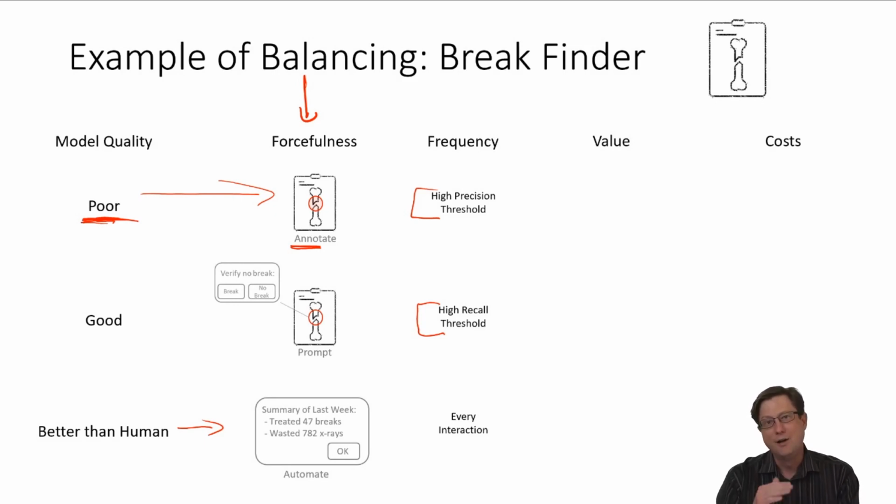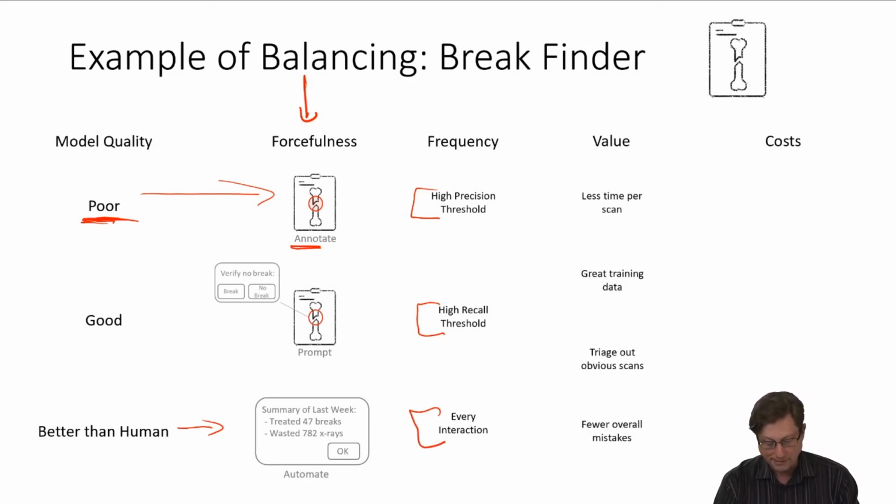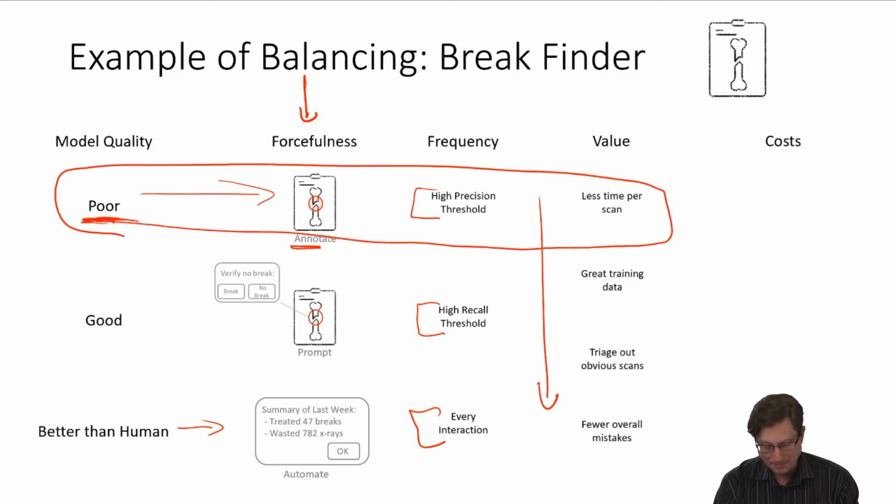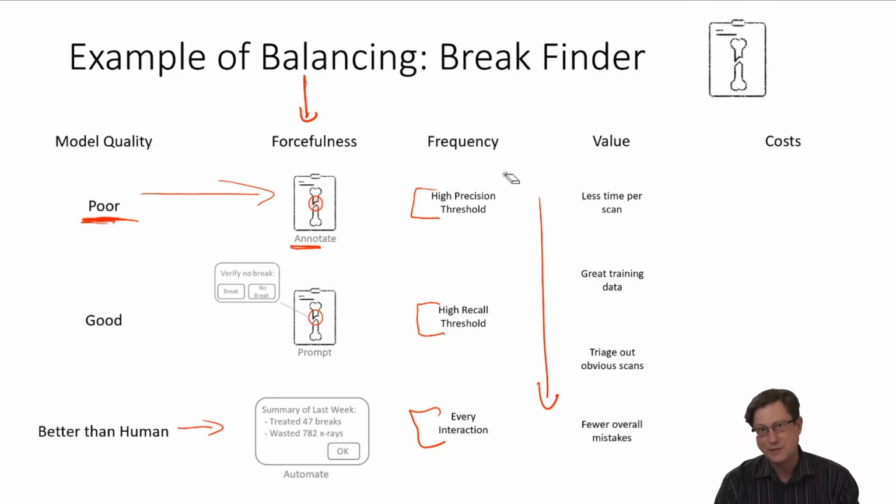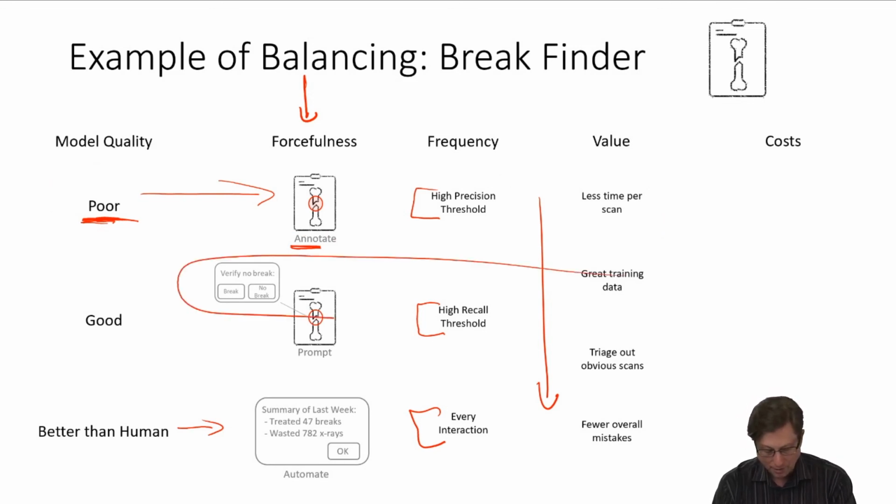So you can see how the frequency might be guided by very different things. And this is just run on every single interaction. And here the value is also on a spectrum. And on this top case, the doctor might spend a little less time per scan, maybe a few seconds, because they have that backstop. When you're prompting, that could be great training data, because now you can say, well, my system thinks something's here, and then you can get a doctor to provide a label.